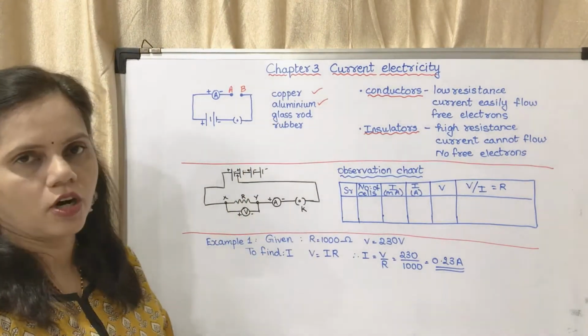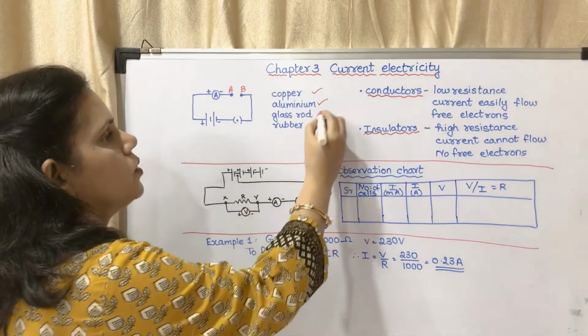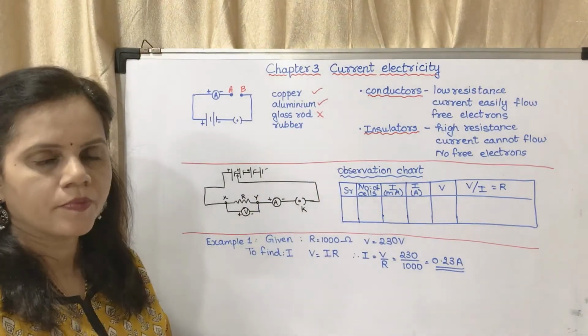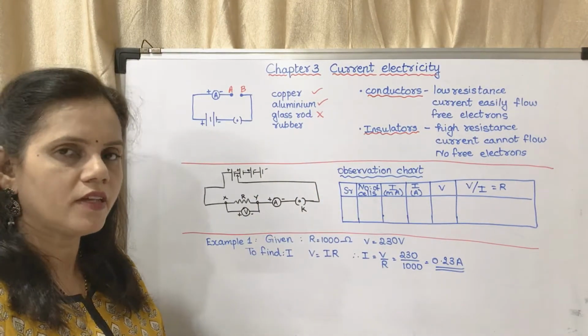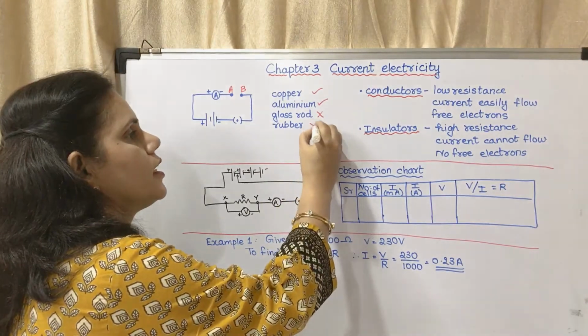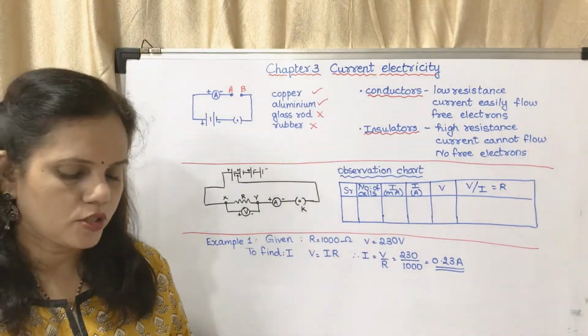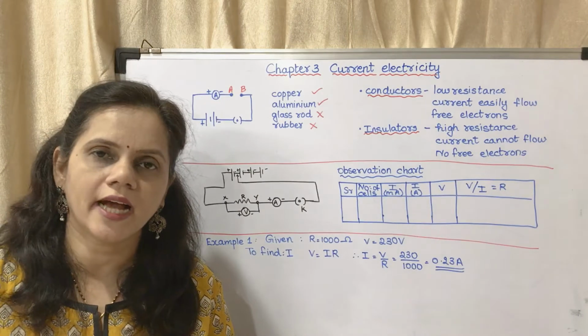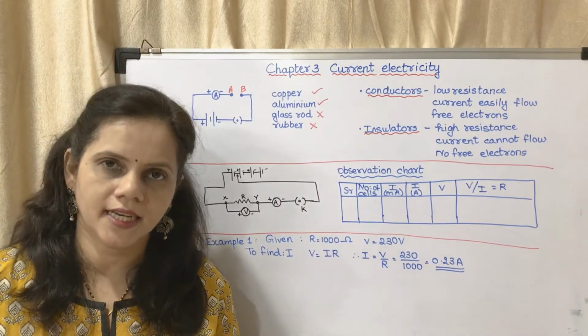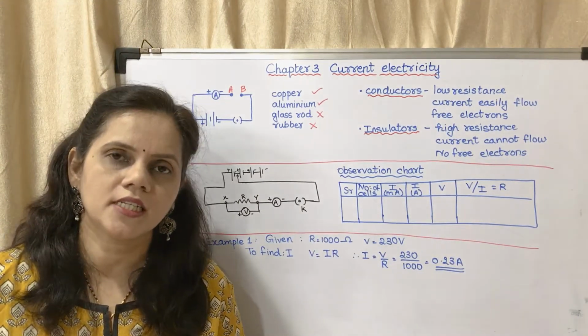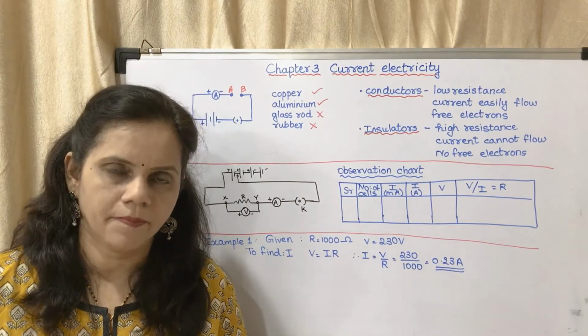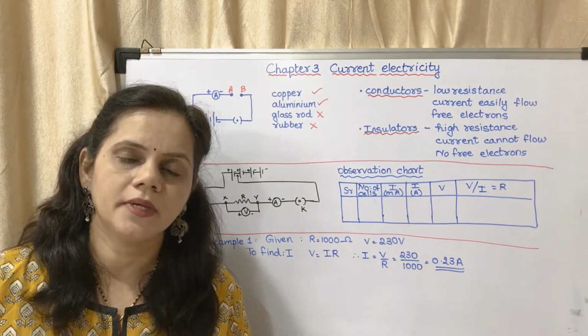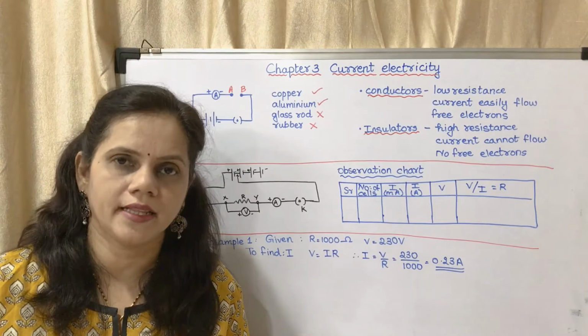What about glass rod? Will the current flow? No, the current will not flow. What about the rubber material? Will the current flow? No, the current will not flow. So this is just an experiment to show that some materials can conduct electricity and some materials do not conduct electricity. Now, conduct electricity means what do you mean by that?